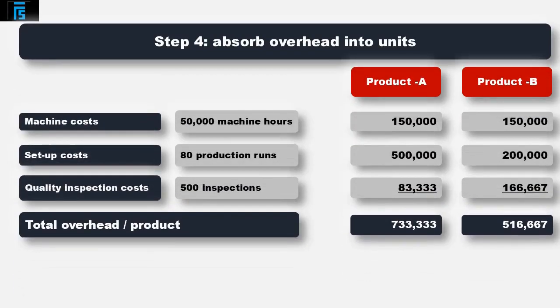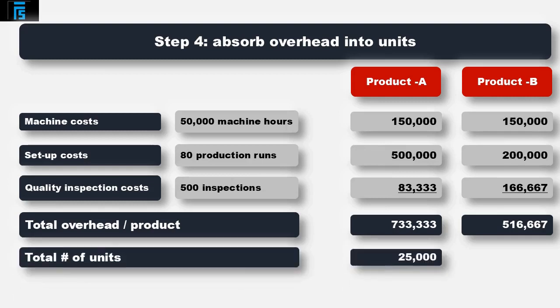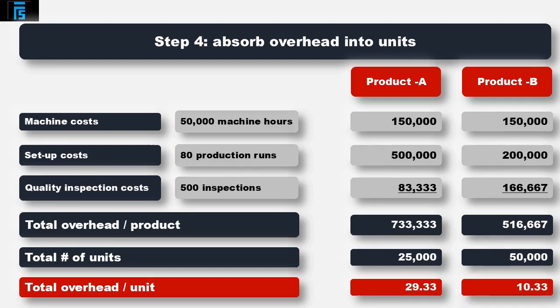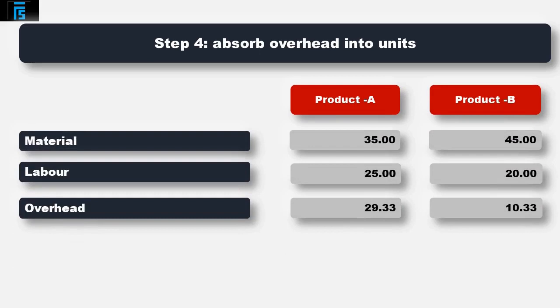Having calculated the total overhead attributable to product A and B, we can now generate the overhead for each unit of production. 25,000 units of product A have been produced, meaning an overhead per unit of $29.33. This is made up of the total overhead of 733,333 divided by the total A units of 25,000. Similarly, 50,000 units of product B have been produced, meaning an overhead per unit of $10.33.